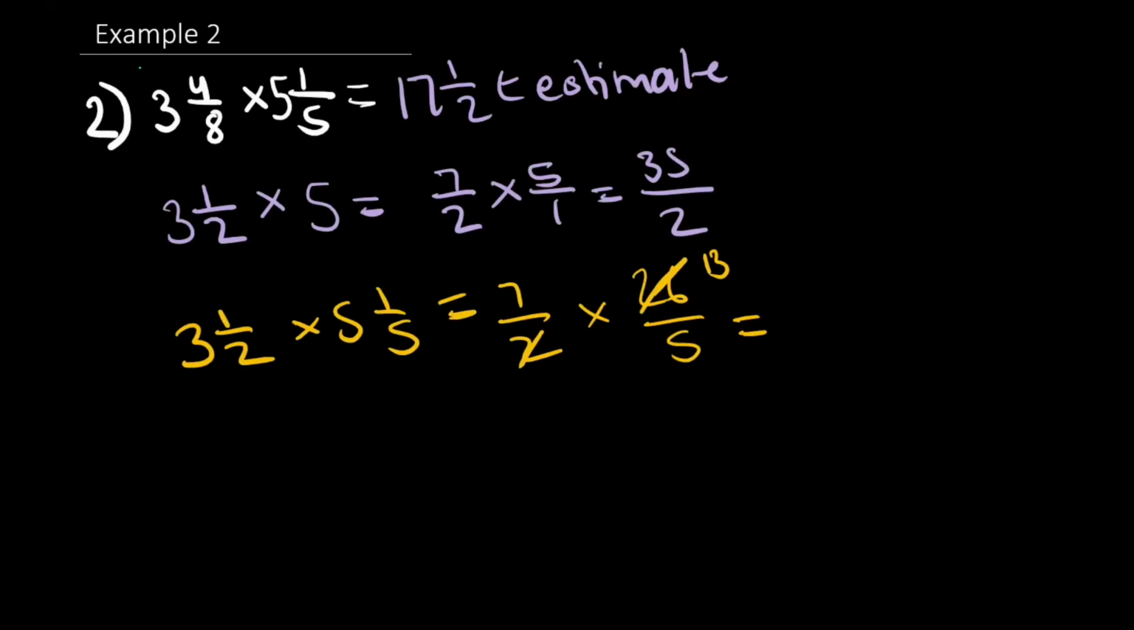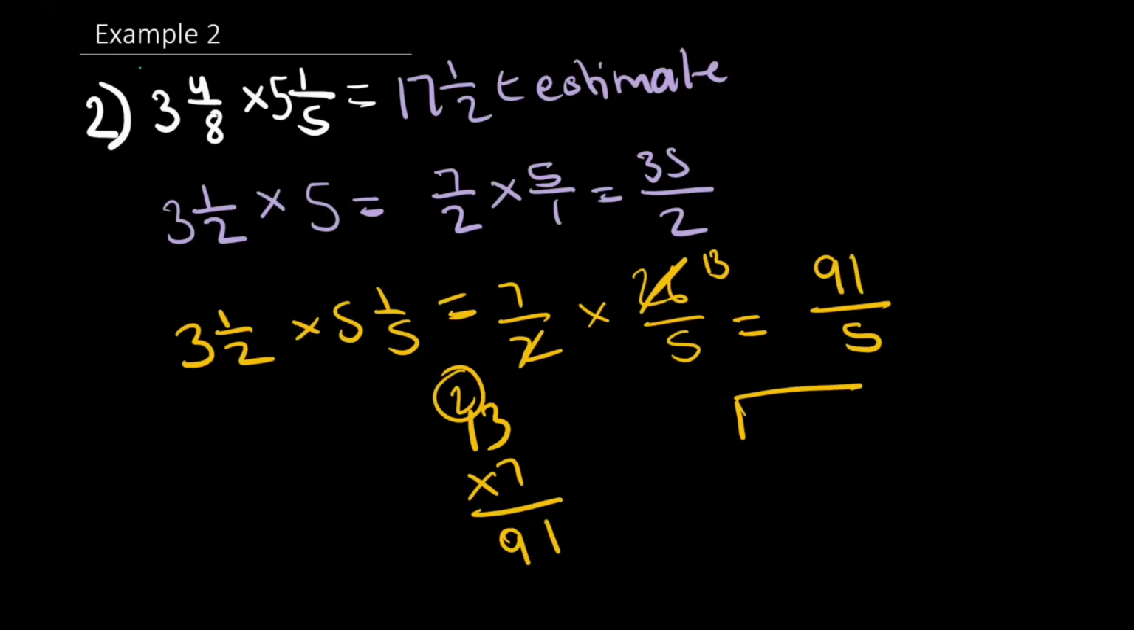13 times 7. So 7 times 3 is 21. 7 times 1 is 7, plus 2 is 9. So 91. We have 91 divided by 5. Let's do that. 91 divided by 5.